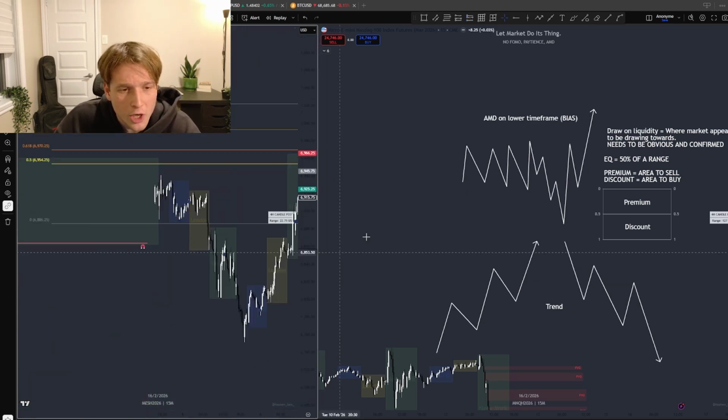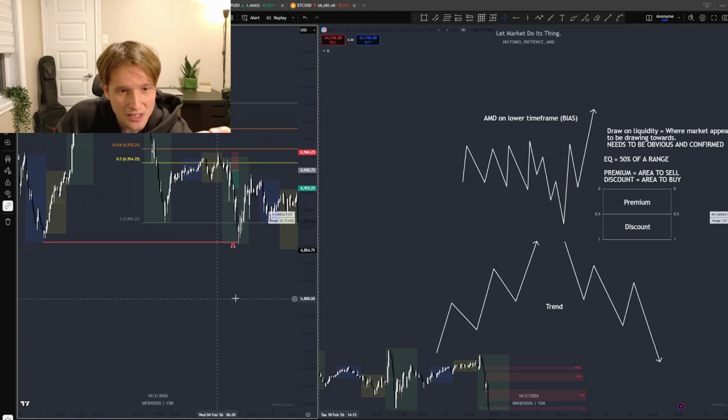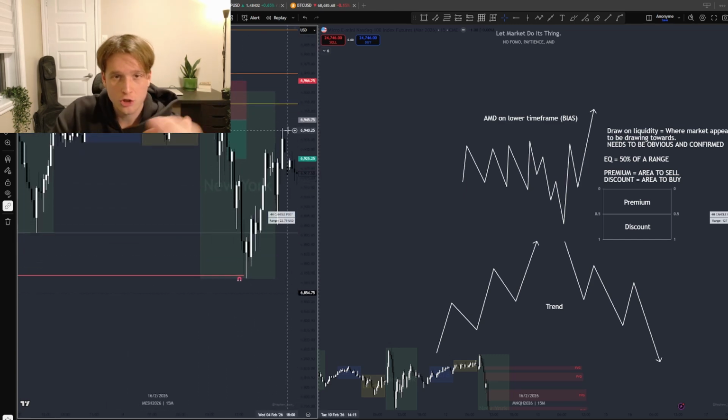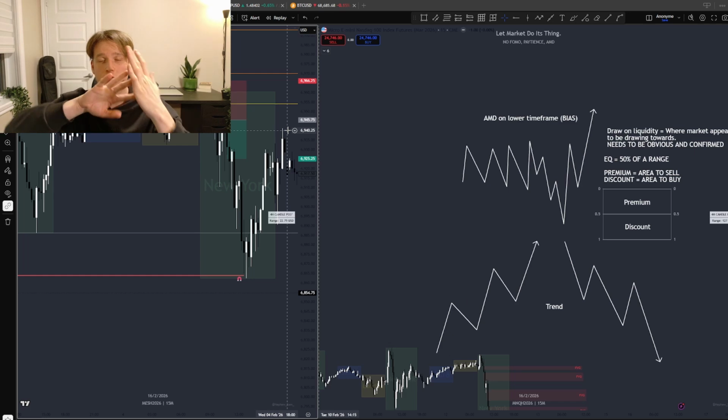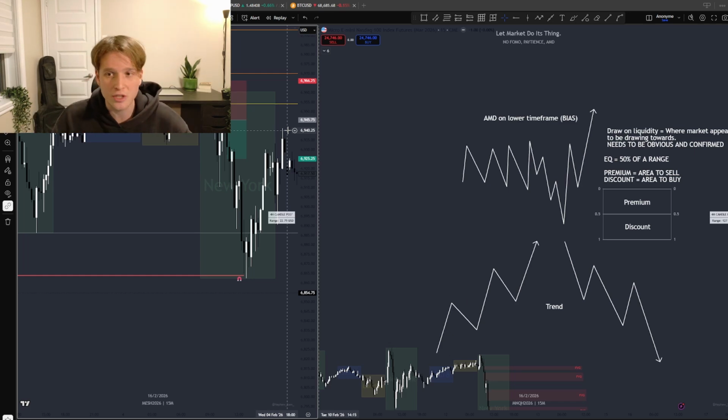All I'm saying is don't overcomplicate trading. Pick something that you want to do and do it, right? Trend, bias, draw liquidity. You want to enter on the 10 a.m. PO3, by all means do it. Just know where you're entering and what you're doing, all right?